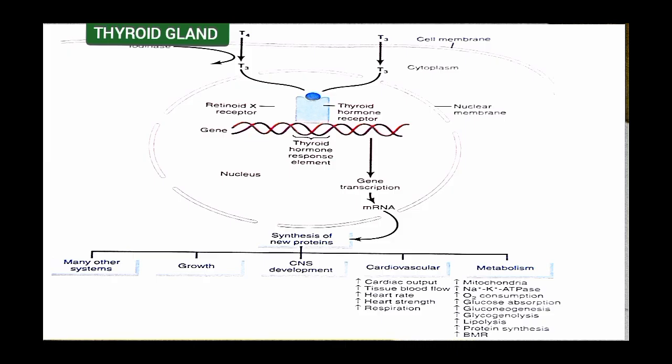Effect of thyroid hormones on the cardiovascular system. Thyroid hormones increase blood flow and cardiac output. They also increase heart rate and heart strength. These hormones maintain normal arterial pressure. They also increase respiration and gastrointestinal motility.